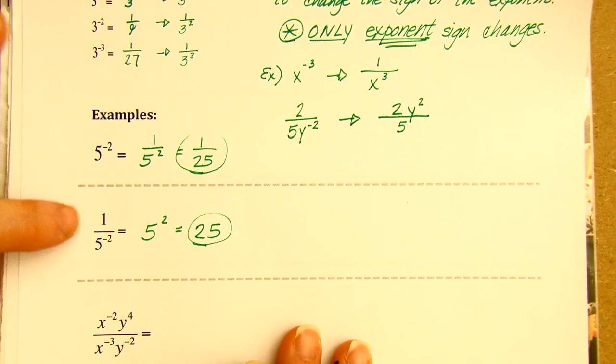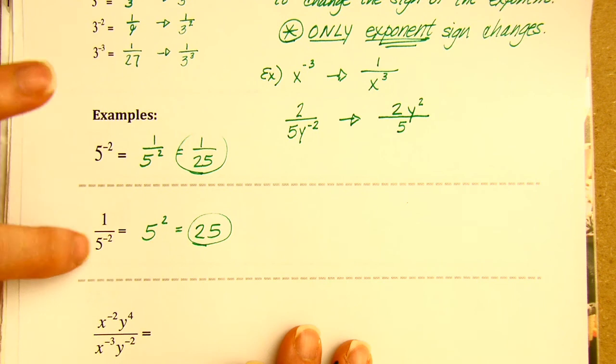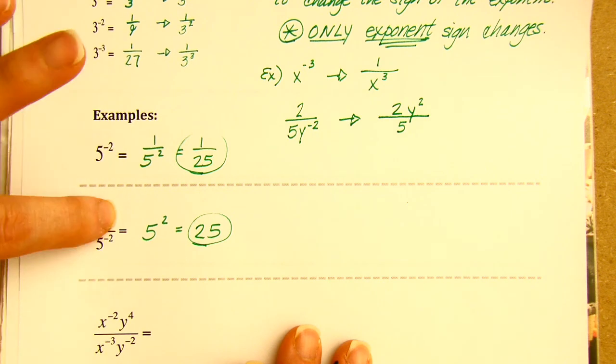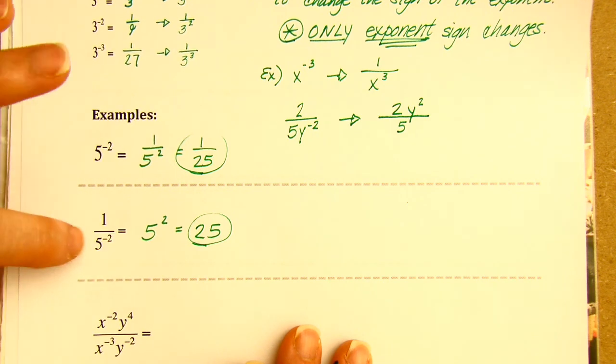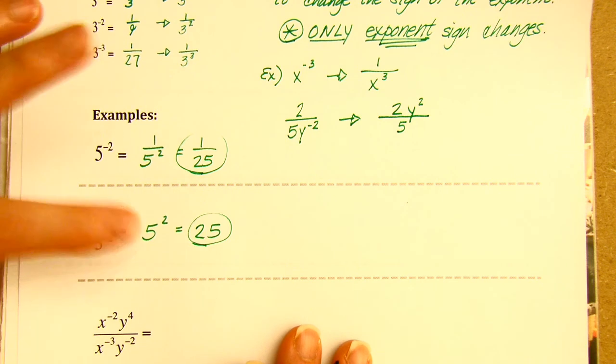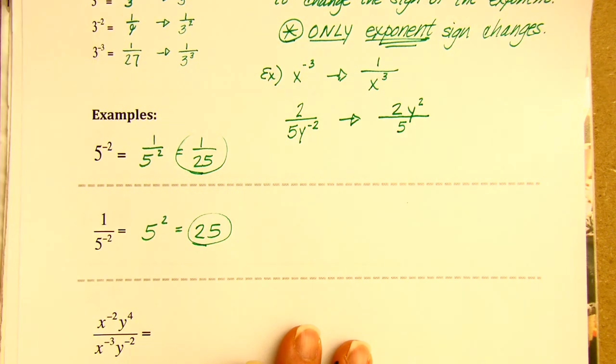And in the next example, 1 over 5 to the negative 2, I move this up to the numerator. Remember, there's still a 1 in the bottom. I'm not going to write it over 1. It seems silly to write it over 1, because any number divided by 1 is any number. And 5 squared is 25. You'd always simplify.